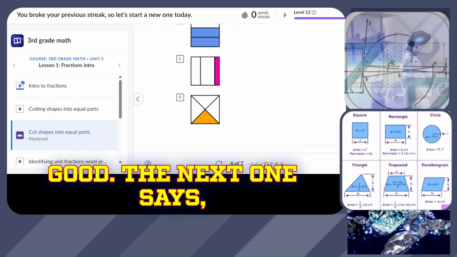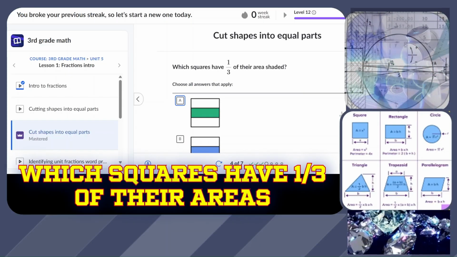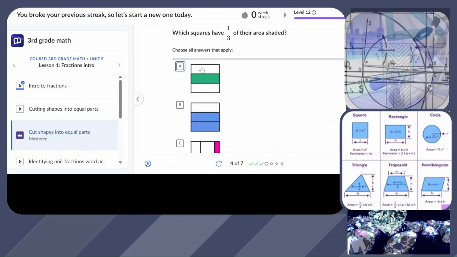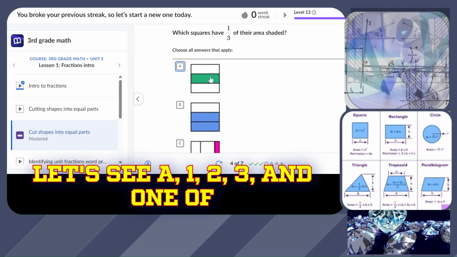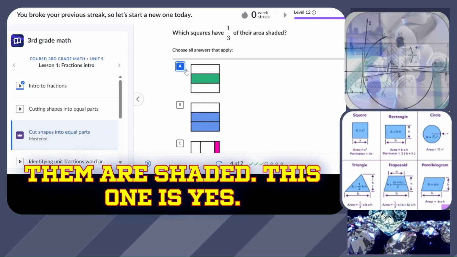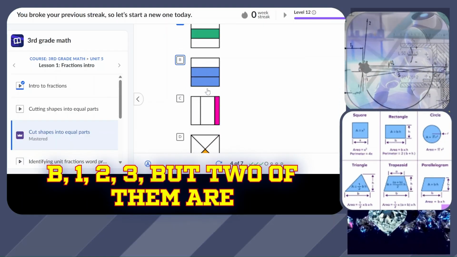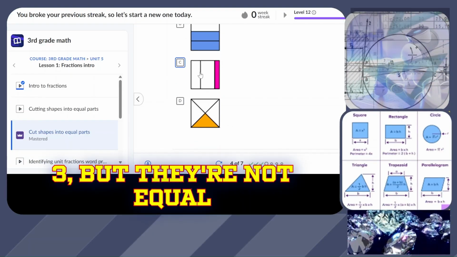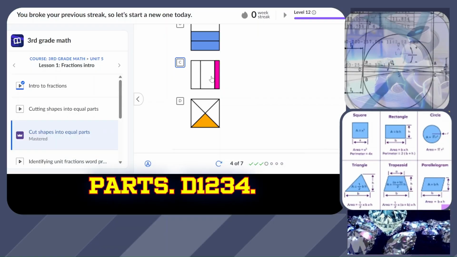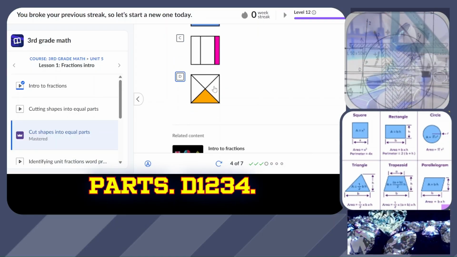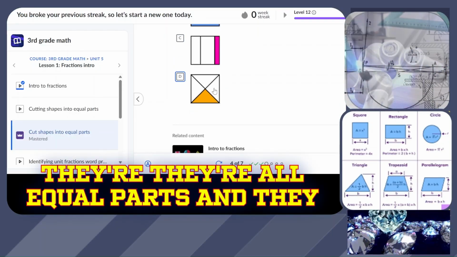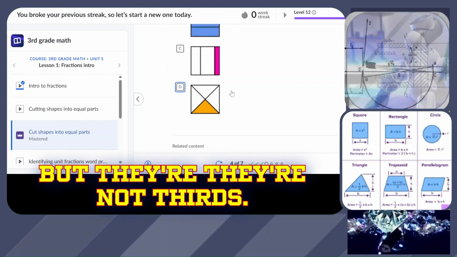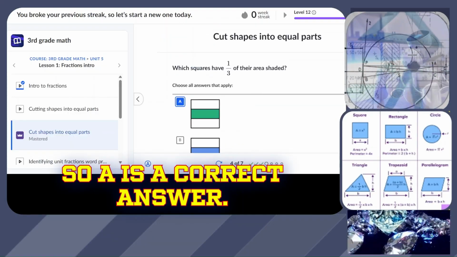Good. The next one says, which squares have 1/3 of their area shaded? Let's see A. 1, 2, 3. And one of them is shaded. This one is yes. B. 1, 2, 3. But 2 of them are shaded. That's a no. C. 1, 2, 3. But they're not equal parts. D. 1, 2, 3, 4. They're all equal parts, and they have one of them shaded, but they're not thirds. So A is a correct answer.